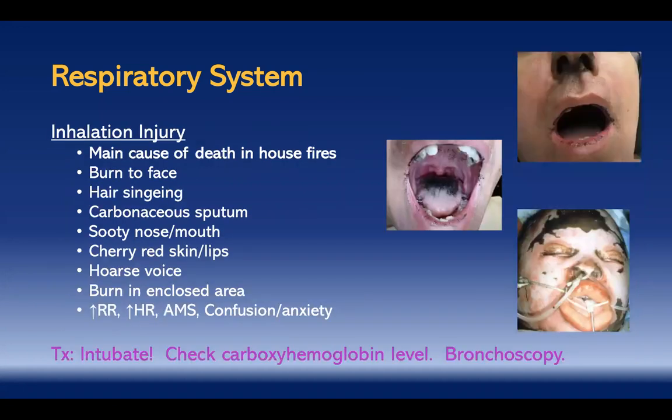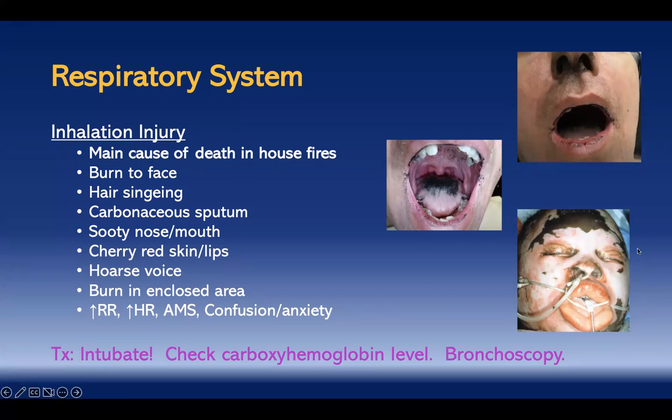The second complication with the respiratory system with major burns is an inhalation injury. Inhalation injury is the main cause of death in house fires, and we need to have a high level of suspicion if we suspect an inhalation injury, because these patients' airways will swell extremely quickly and extremely severely.